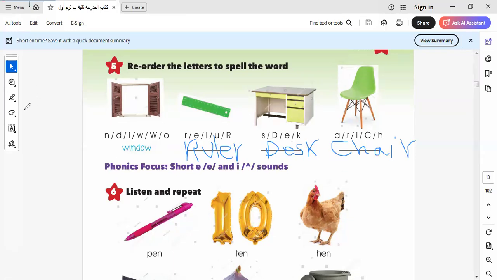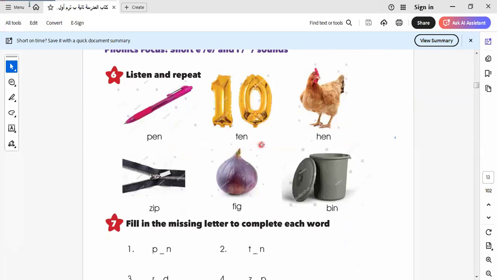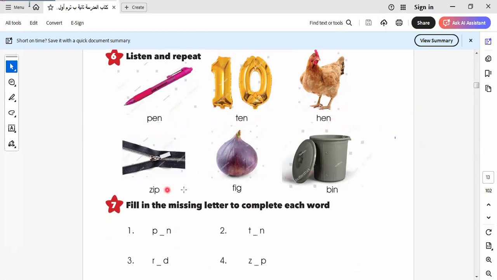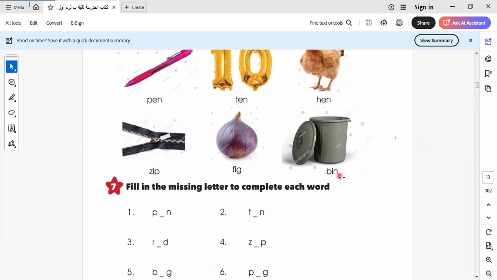Let's go to another item here, which is phonics. I think we took phonics before in Connect. Here we have pin, ten, hen. So here is the pronunciation of en like this: pin, ten, hen. We have zip, fig, pin. Repeat after me: bin, tin, bin, tin, bin, ten, hen. We have zip, fig, bin.